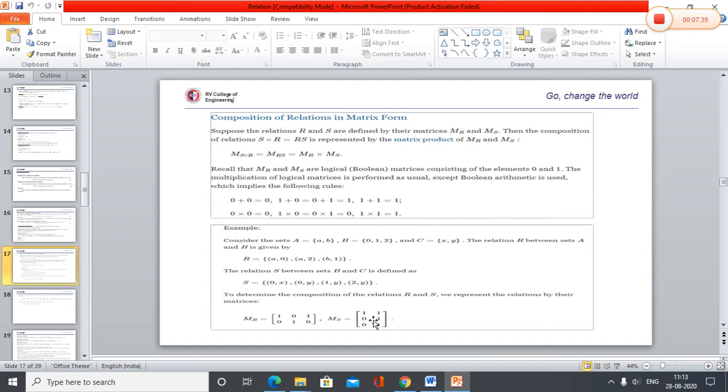So like that I can write directly also, or another way of solving the problem is using matrices. If I have R and S, I can write the corresponding matrix forms, which we have seen in the beginning.